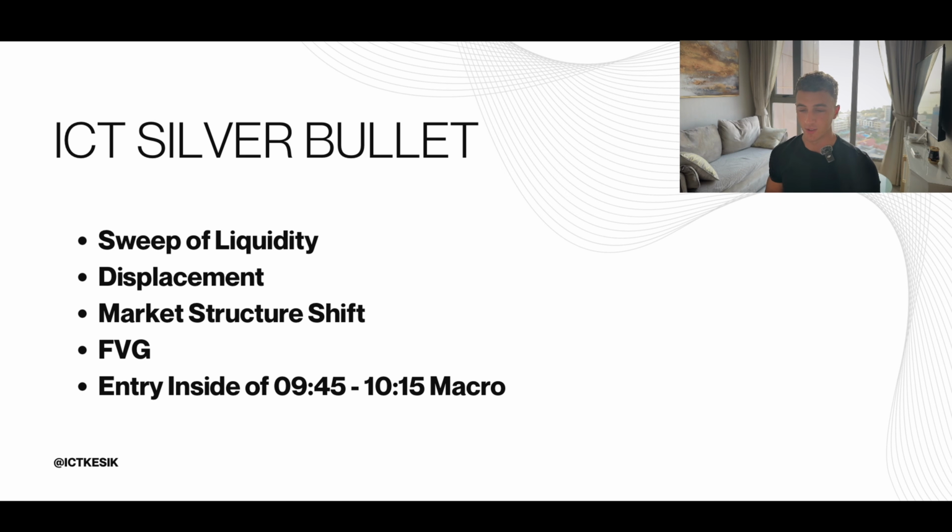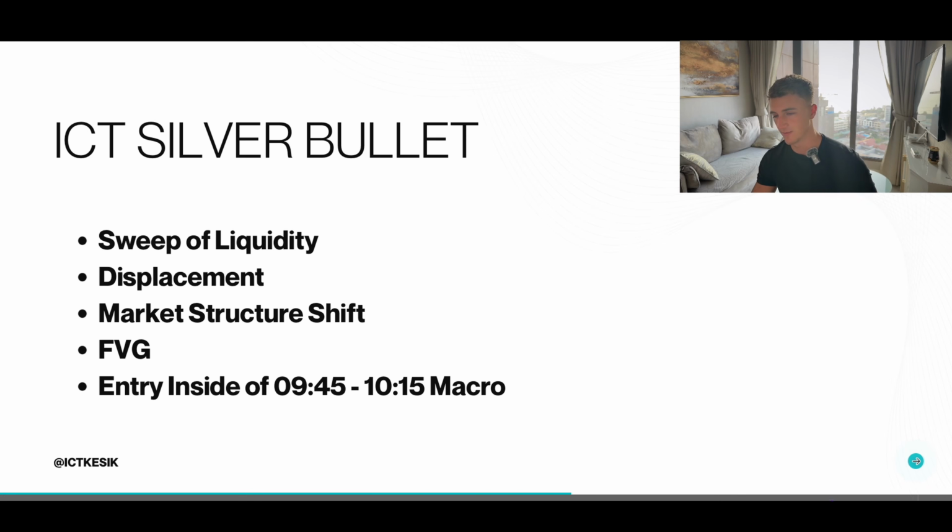Now, don't get me wrong, you can still trade inside of the 10 to 11 silver bullet hour, and you might potentially get an entry outside of the macro, but the trade setup isn't going to be as high probability as if you were to get that entry inside of that macro, if that makes sense. So anyways, let's jump on to the next slide.